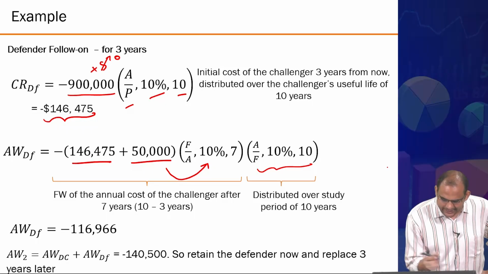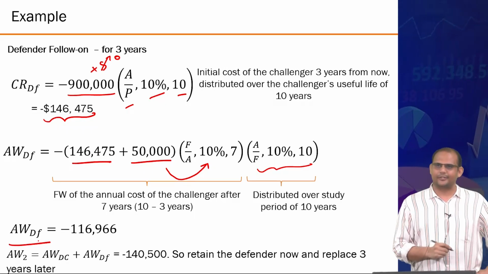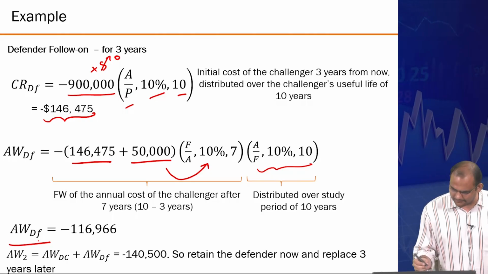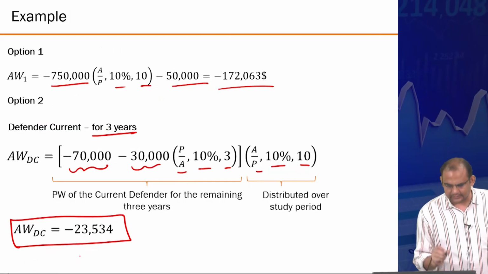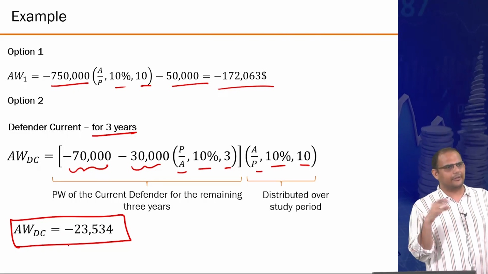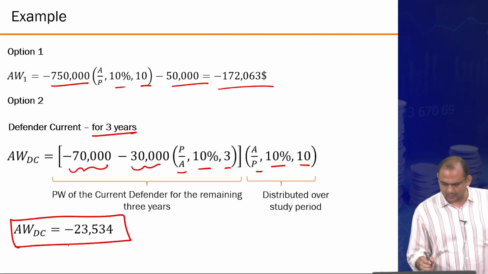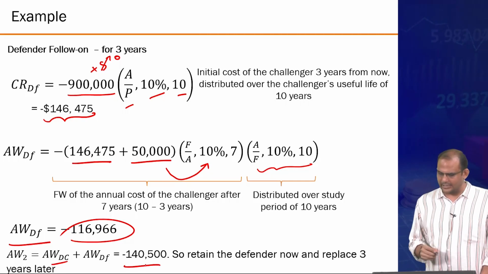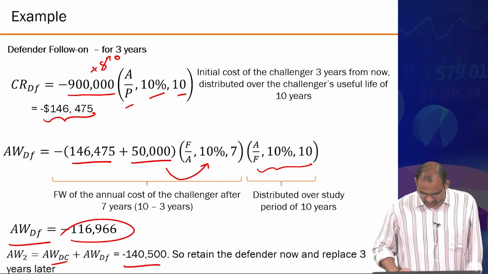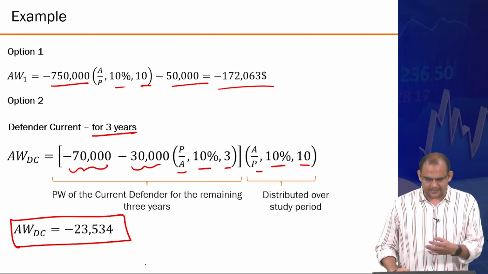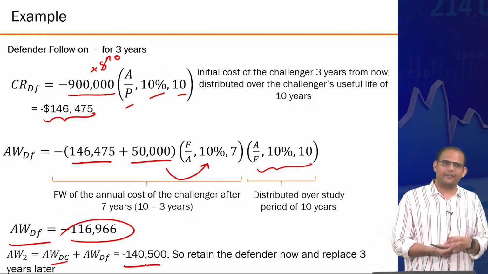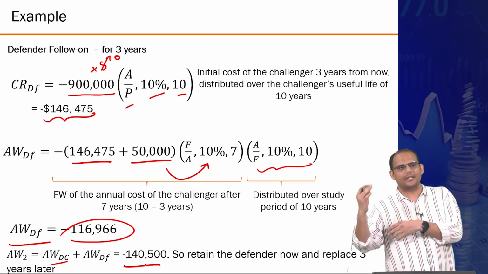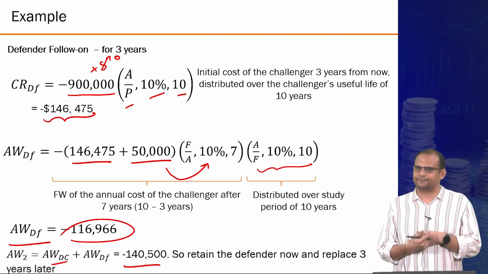All right. So then the total annual worth of option 2 becomes this value plus the only defender part that you had estimated. So that total amount becomes 1,40,000. So, which is cheaper? Option 2 is cheaper. So, you would recommend that you retain the defender for the next 3 years and then replace by the challenger after 3.